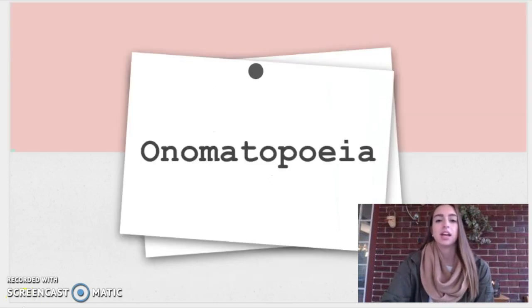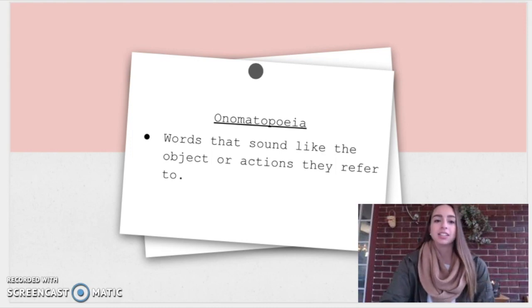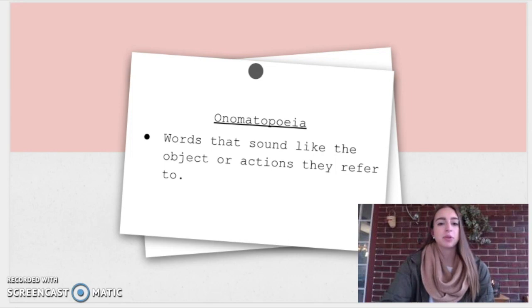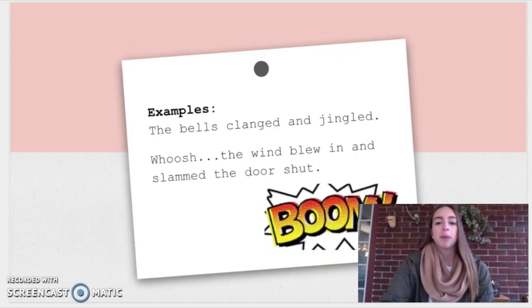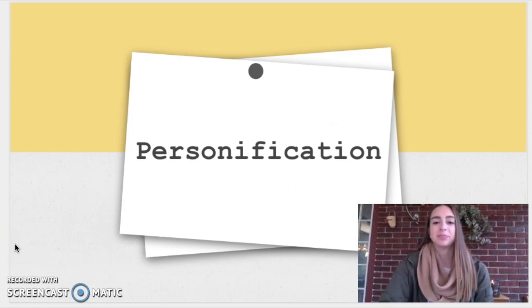The next type of figurative language we will be exploring is called onomatopoeia. An onomatopoeia is a word that sounds like the object or action it's referred to, like crack, snackle, or pop. Other examples may look like the bells clanged and jingled, or whoosh, the wind blew in and slammed the door shut. Lastly, we will be exploring personification.